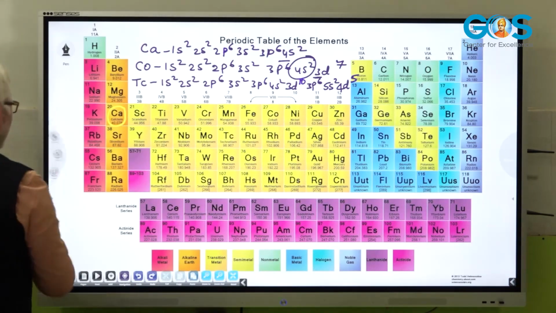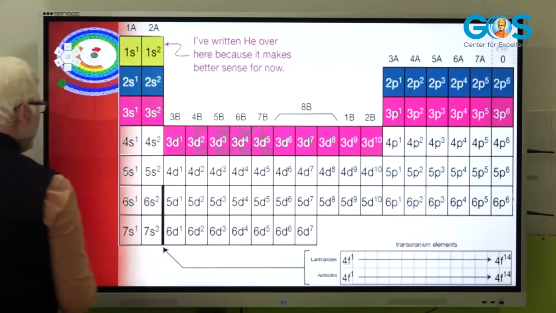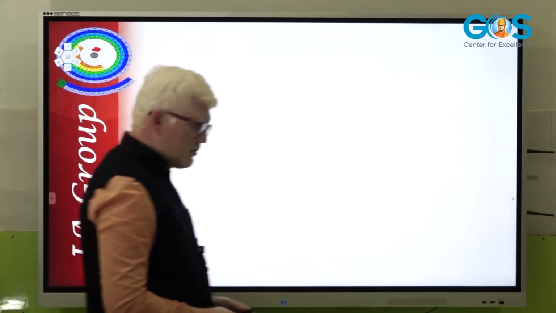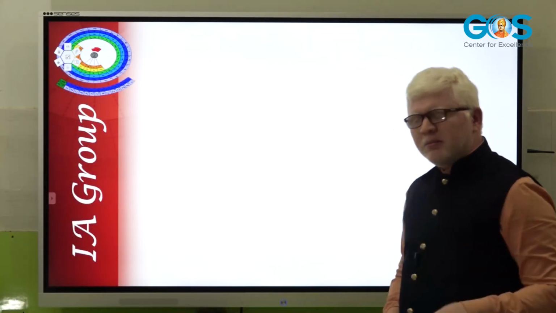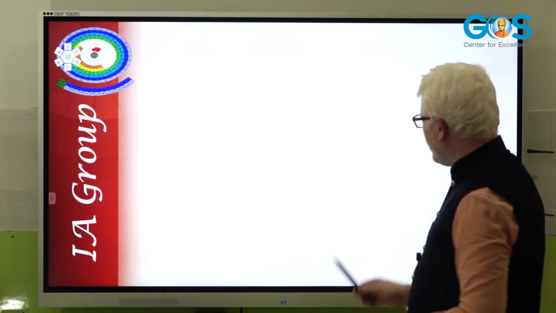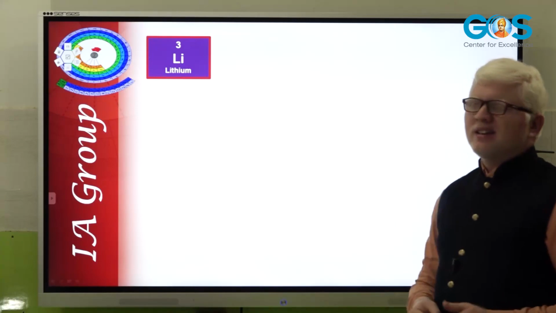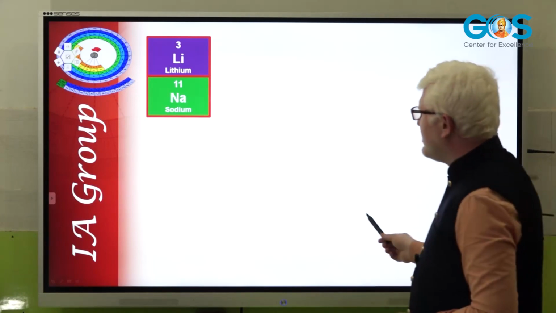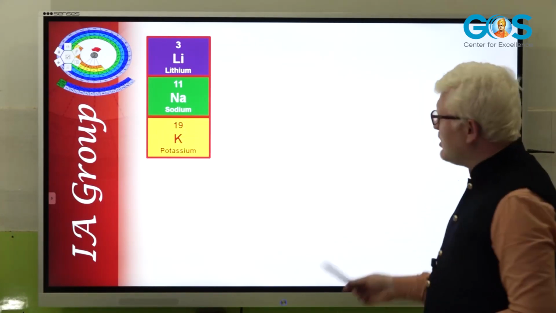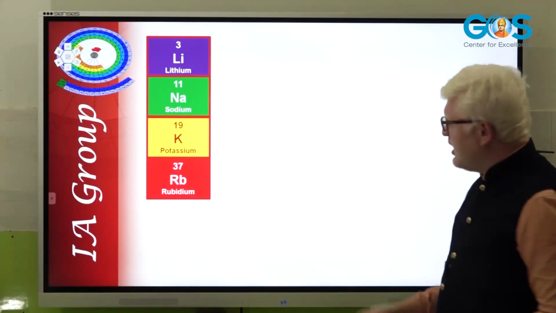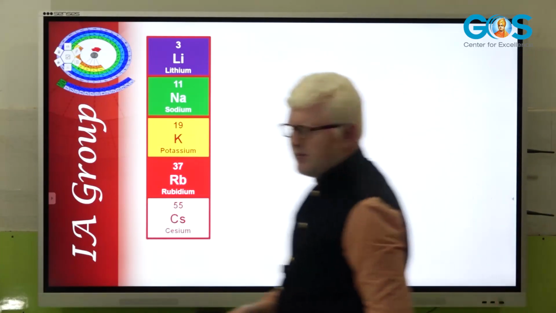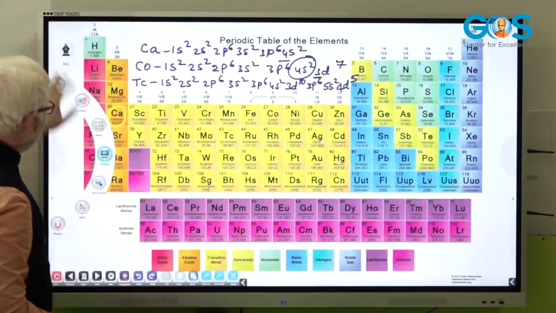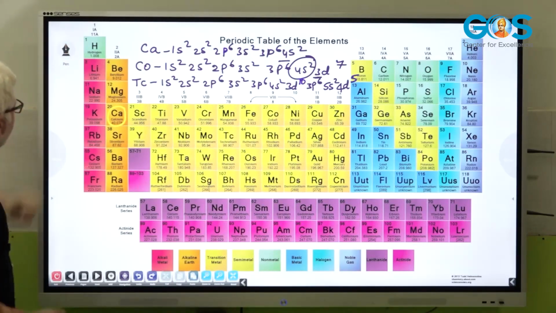Yes. Let us discuss 1A group elements. What are the elements that come under 1A group? You need to remember the element names compulsorily, my dear students. The first one is lithium, the second is sodium, the third is potassium, the fourth is rubidium, and the fifth is cesium. These all are the 1A group elements.